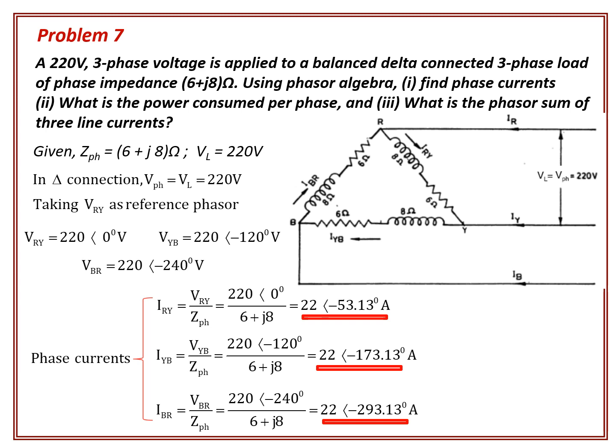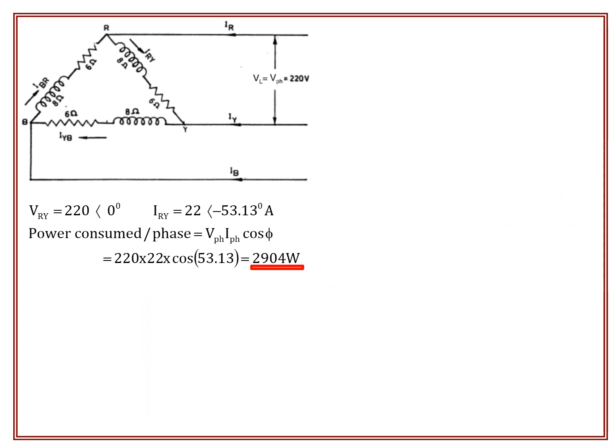Now we got the values of all three phase currents. Looking at the values, you can see that the three phase currents are equal in magnitude and displaced by 120 degree. For calculating power consumed per phase, we should consider one phase. Here consider the phase between 2 points R and Y. Voltage across this phase VRY equal to 220 angle 0. Current through this phase we got as 22 angle minus 53.13 degree amperes.